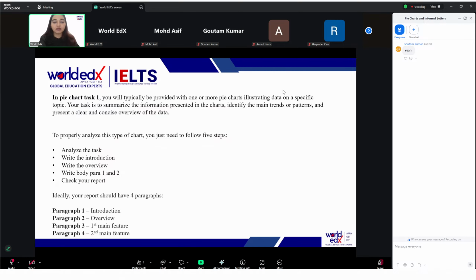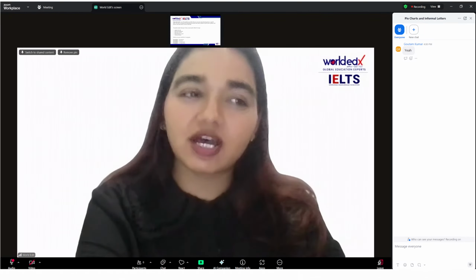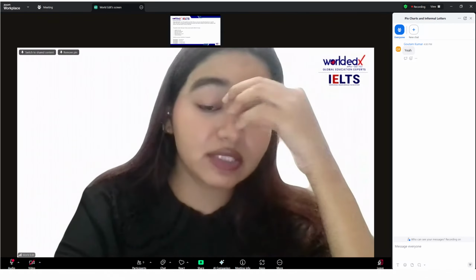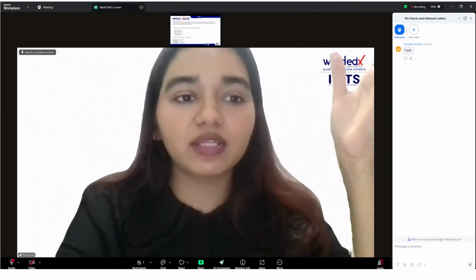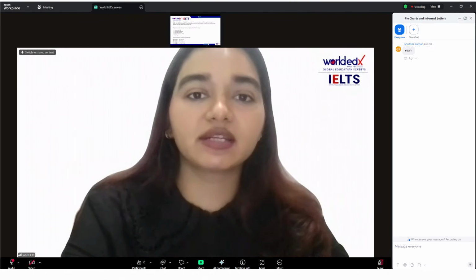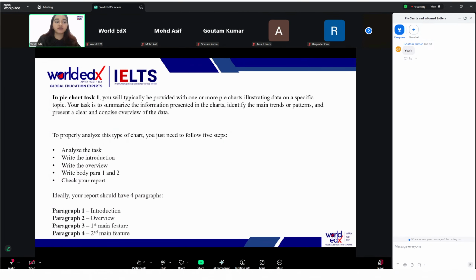So specifically, I also want to clear out one thing, that you will have multiple kinds of charts. One of them is the pie chart. So you can get either a pie chart or a bar graph or a line graph or flow chart or map. It's going to be just one chart. By one chart, what I mean is it's going to be either a pie chart or a bar chart or a line graph, or sometimes it's going to be a combination of two charts where you will have to draw conclusions or you will have to draw similarities. I hope it is clear.